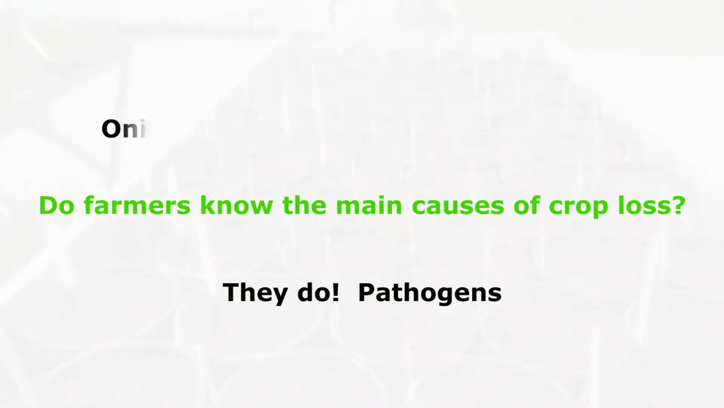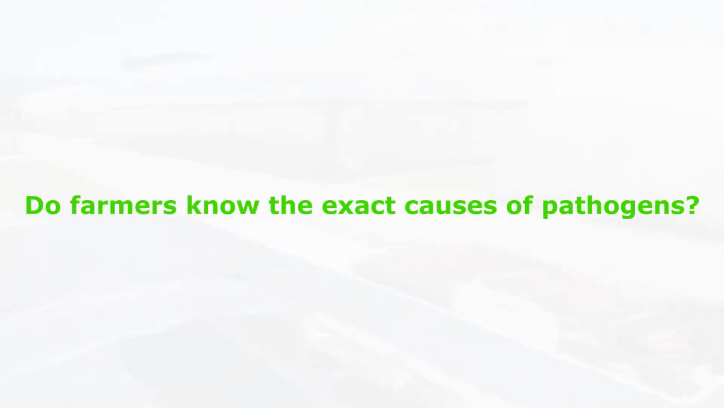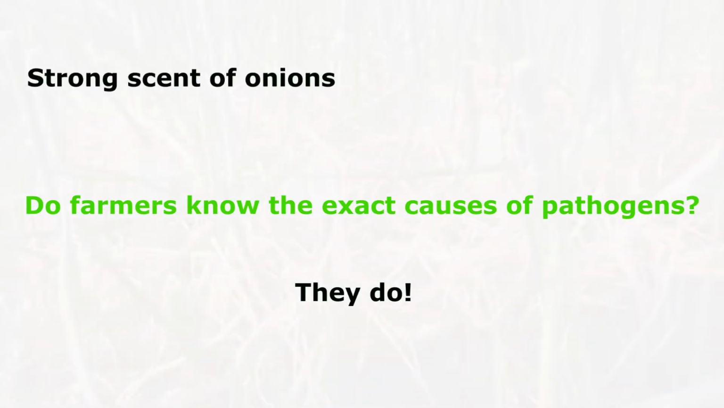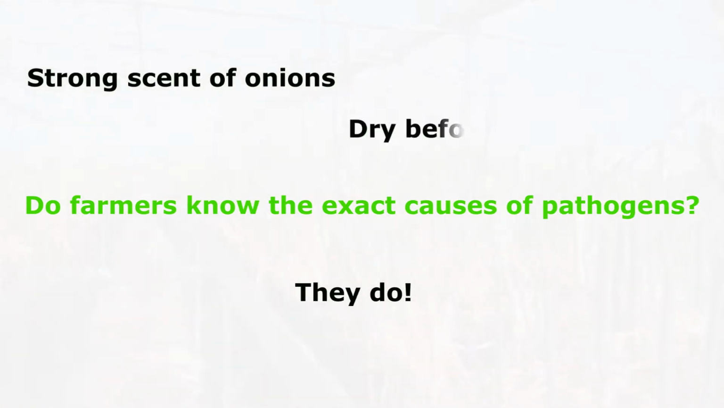They mentioned that flies attack the onions and there is another disease that causes the onions to turn soft and brown. Do they know the exact causes of pathogens? They do. They mentioned that the flies come in when the crops start to produce smell, so the smell would normally be produced from rotten or infected crops. And to prevent neck rot, you just have to make sure it is dried before harvesting.